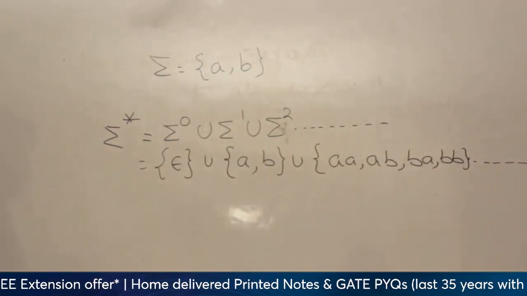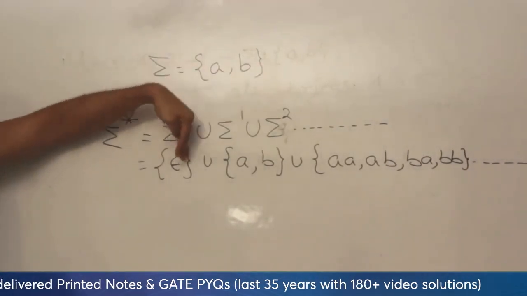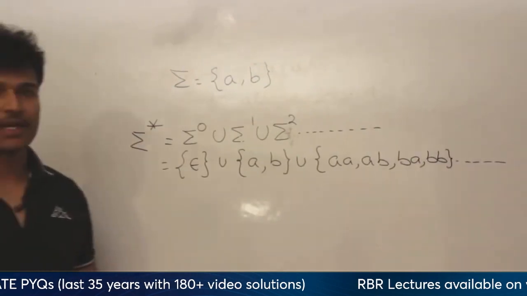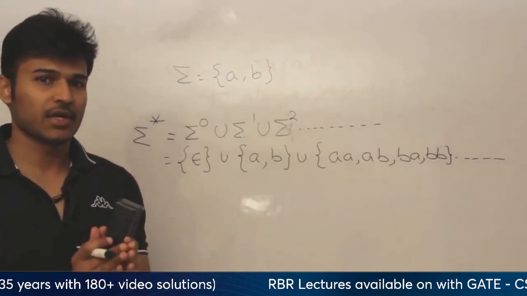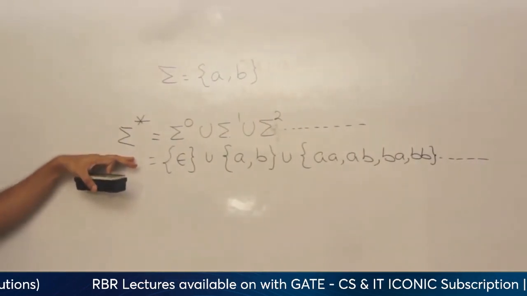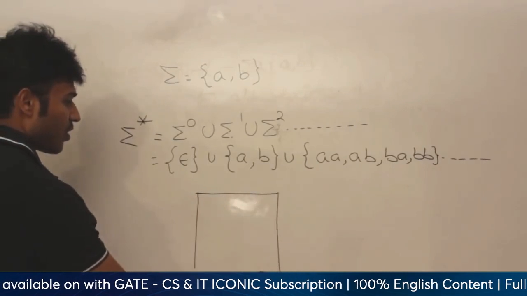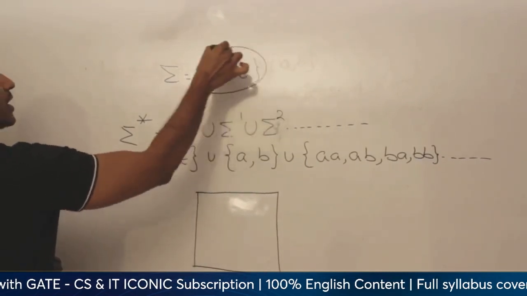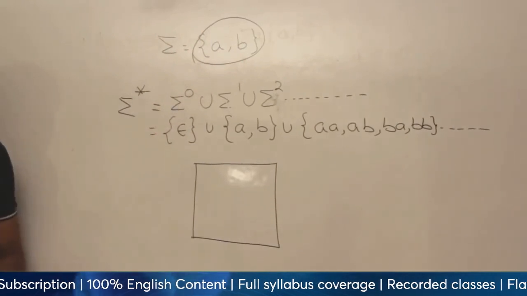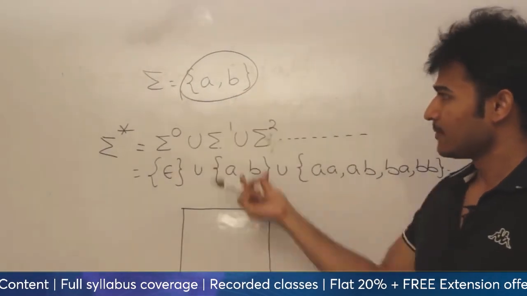Finite or infinite? Obviously it is infinite. By looking at these sets, you can conclude that sigma star is the set of all strings possible over a, b, of all lengths. You can call it the mother of all languages, or the universal set. Sigma star contains all possible strings over a, b, and it contains everything. Finite or infinite? Obviously it is infinite. So this is about sigma star.